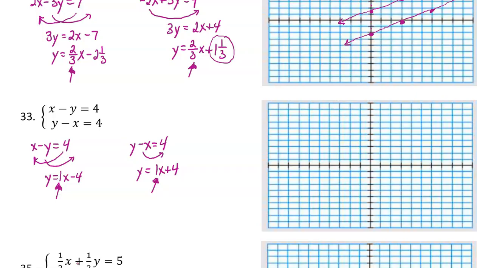Let's graph the first line. 1, 2, 3, 4. Here's -4. Now the slope is 1. Up 1 over 1, up 1 over 1, up 1 over 1, up 1 over 1. Here is that line.